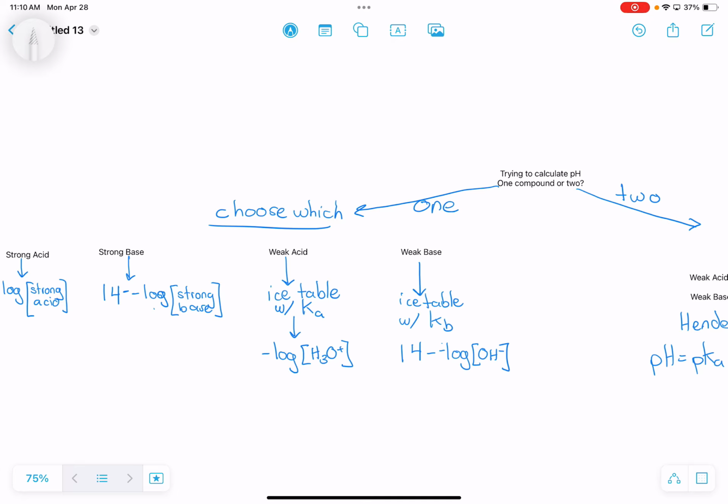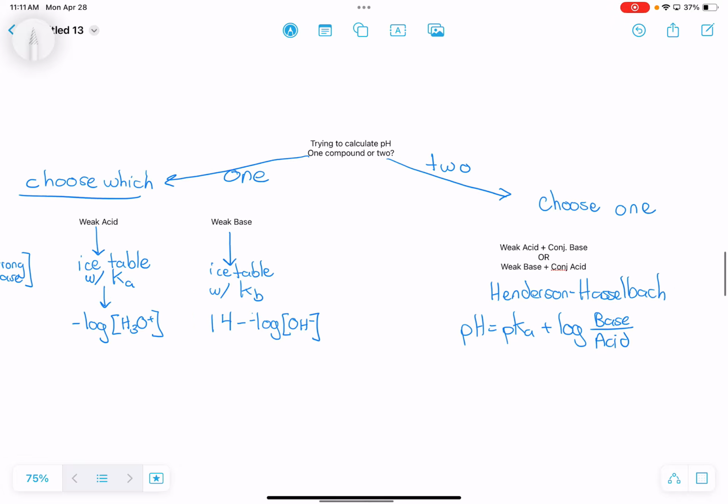If it's a weak acid or a weak base, that's when you use a standard ice table. So just one step, you don't have to do a consumption step or dilution or anything because it's just one chemical. You do an ice table, and then if it's an acid, you get the H3O plus and take the negative log. If it's a base, then you do the pOH, and then do 14 minus that, okay? So that's really the vast majority of the calculations in chapter 17.